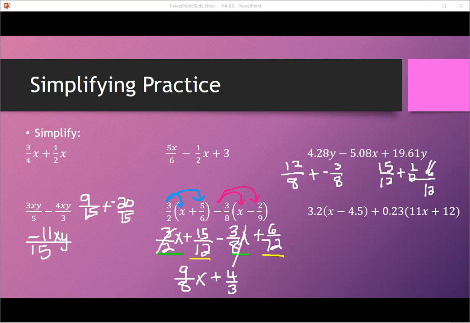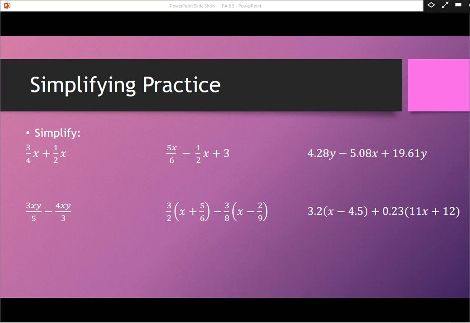You've done distributive property, multiplying it out. And now we've done combining like terms with it. Okay. Clear the board here one more time for this one. This is the same thing, only instead of having fractions, we've got decimals. So I begin by multiplying the 3.2 times both things in the first parentheses and the 0.23 times both things in the second parentheses.